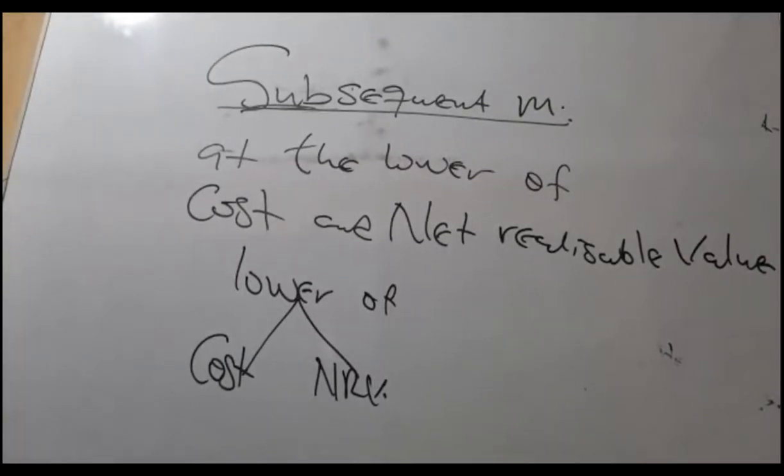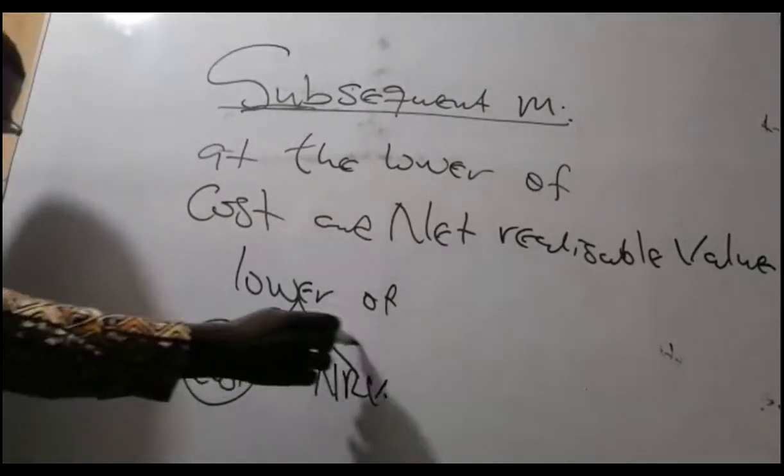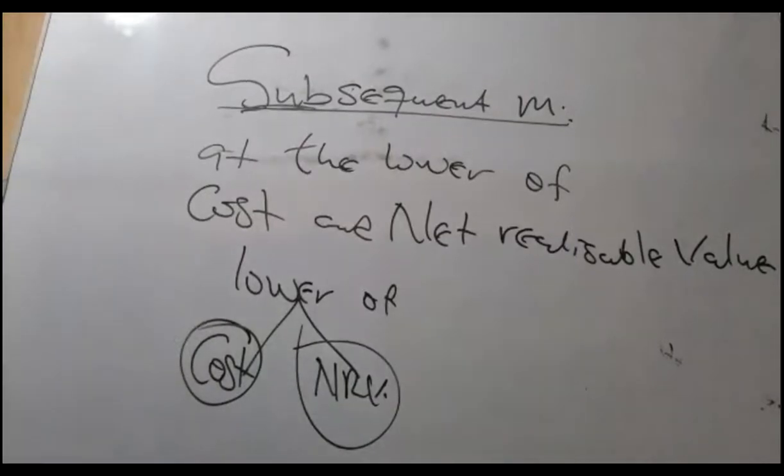Now let me talk about the cost of inventory. What are the specific costs of inventory that we are talking about? I'll take them one after the other. What do we mean by the cost? Is it the same as the initial cost that we saw? Or the NRV? What does NRV mean? So now let's take the cost, the composition of the cost.